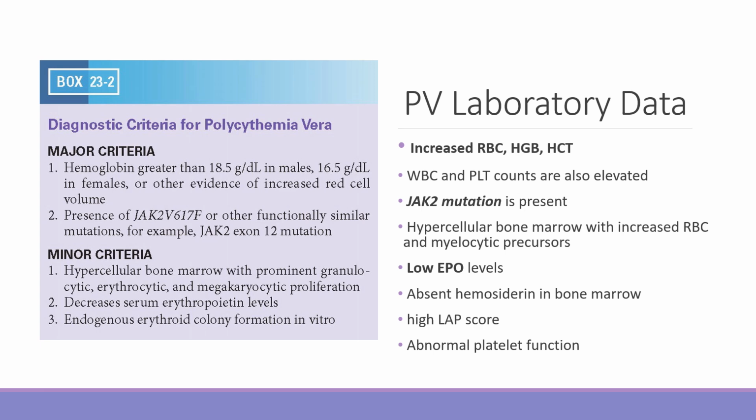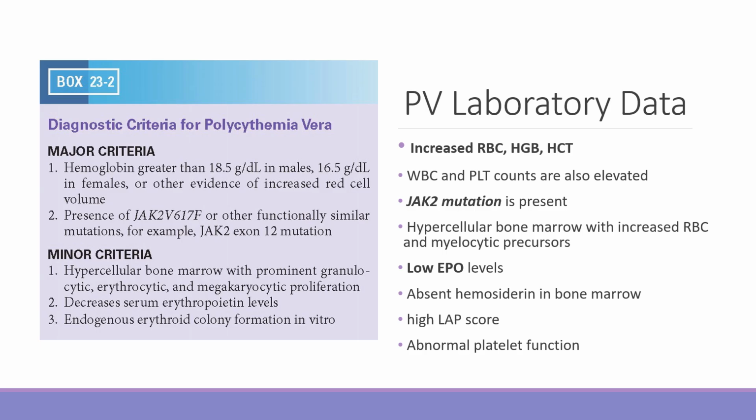We are also going to have an absence or low level of hemosiderin in the bone marrow. So this is going to utilize all of our building blocks for hematopoiesis or erythropoiesis. That is because when you're producing a high number of products, in the case of these cells, you use up all of your stores. You can't replenish them fast enough. So these patients may become iron deficient. They're also going to have a high LAP score and an abnormal platelet function.